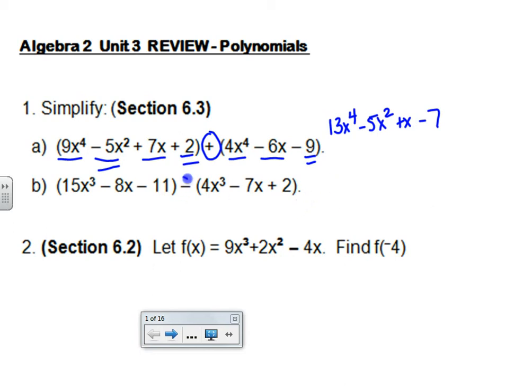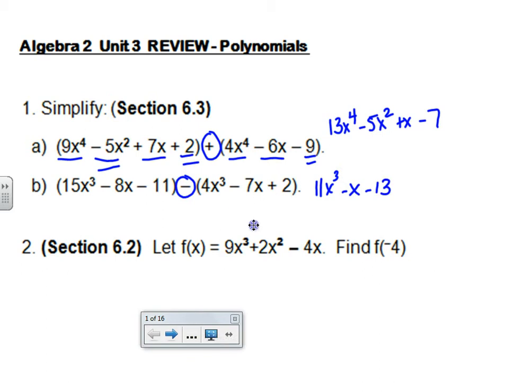And then for part B, I notice we are subtracting our like terms. So 15x to the third minus 4x to the third is 11x to the third. No quadratic term, but negative 8x minus negative 7x is negative 8 plus 7, so that's a negative 1x. And then negative 11 minus 2 is a negative 13.